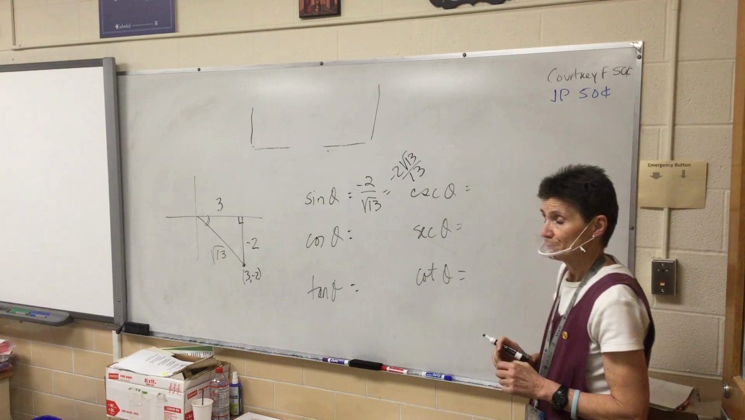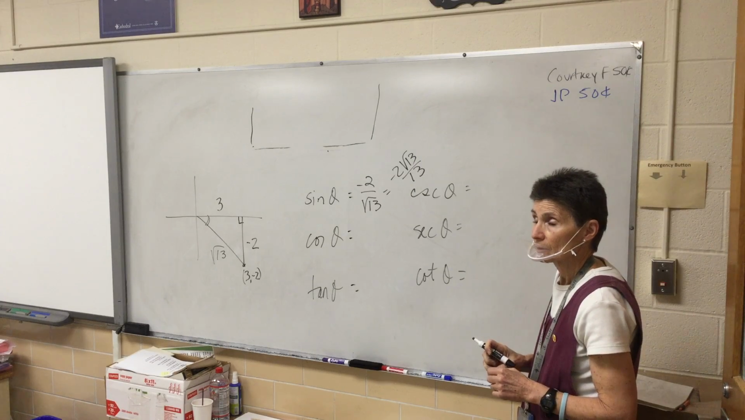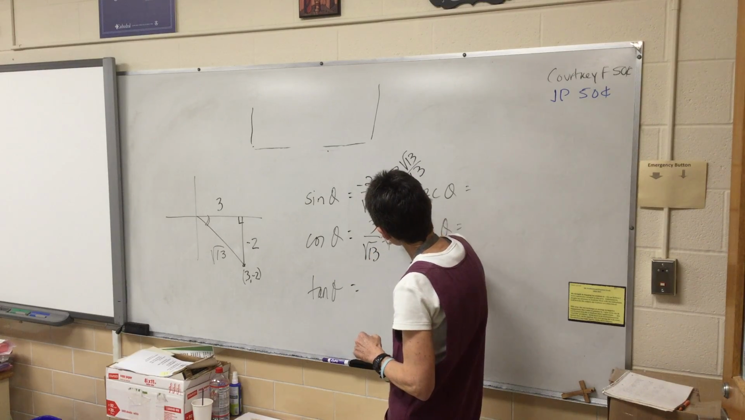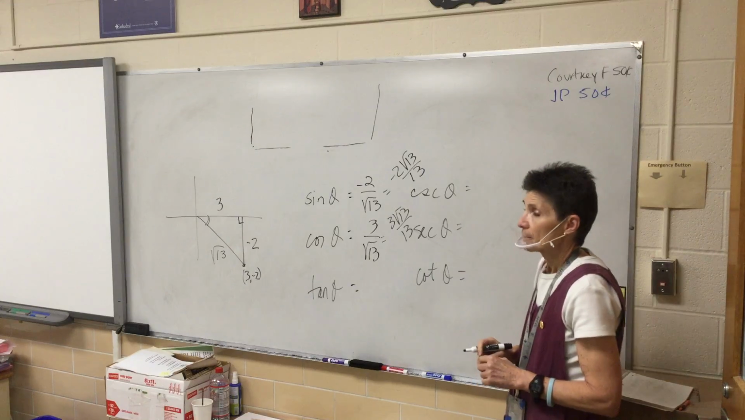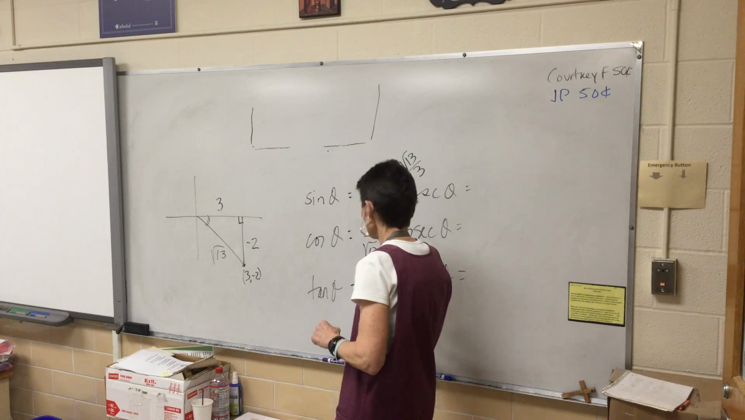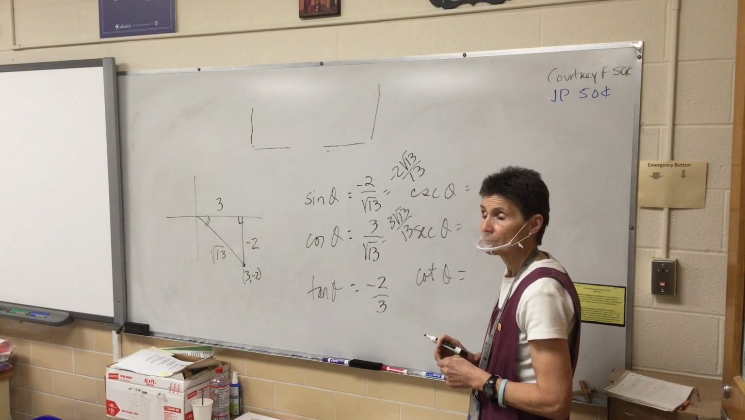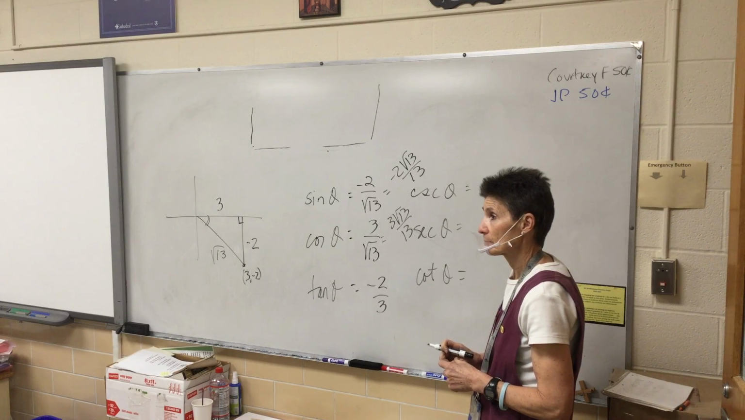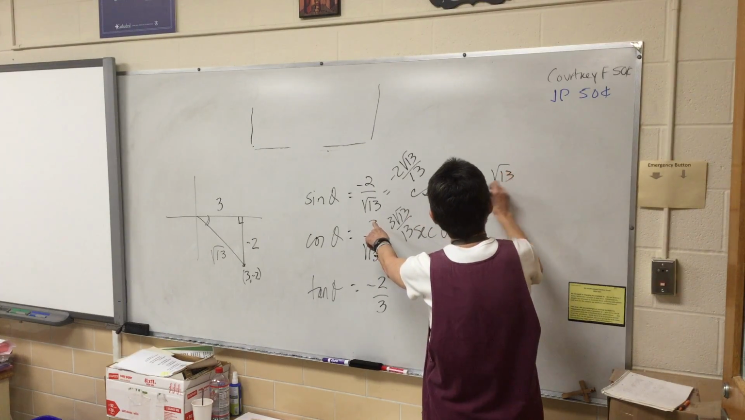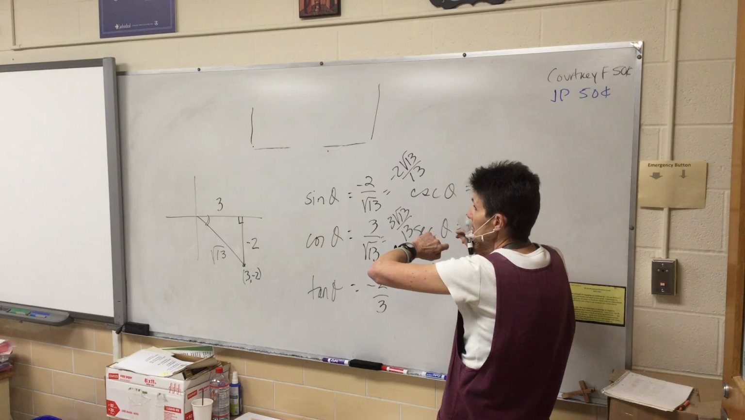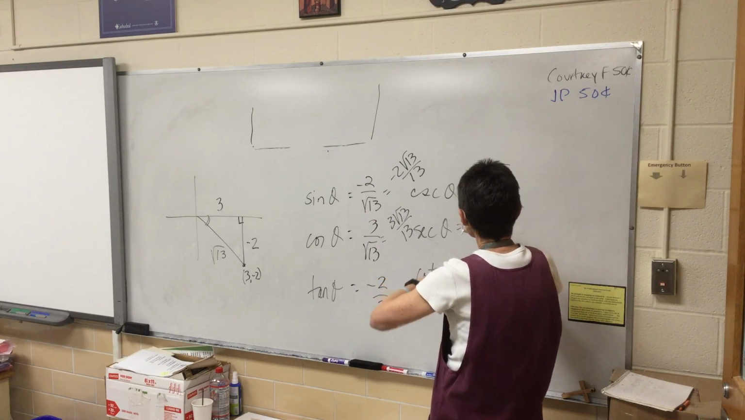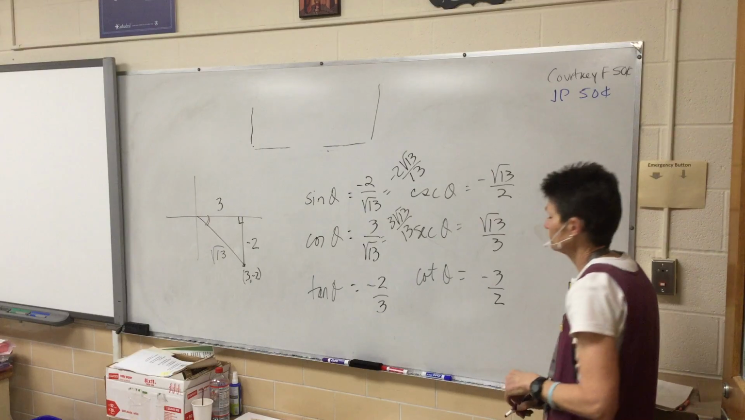What's my cosine? 3 over root 13, or 3 root 13 over 13. And now, what's my tangent? That one's -2/3, right? The tangent is -2/3. So now I'll just do my reciprocals. So -root 13 over 2. Remember in a fraction, it doesn't matter where you put the negative. Just gotta make it negative. So root 13 over 3 and negative 3 counts.